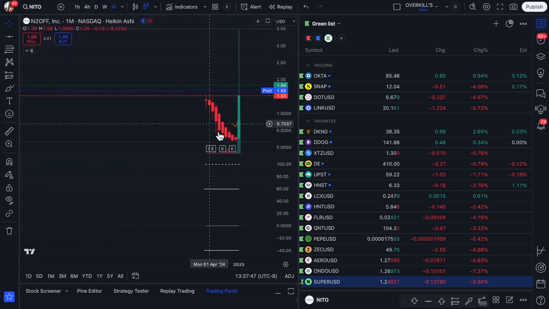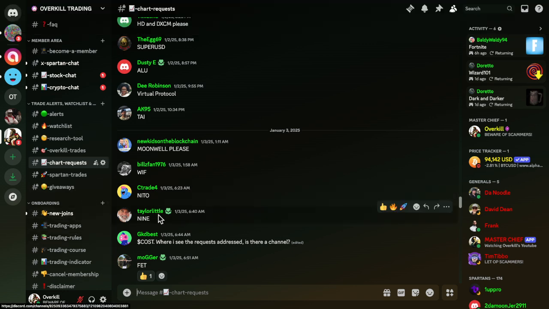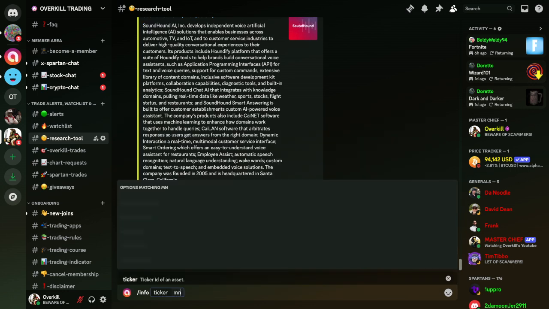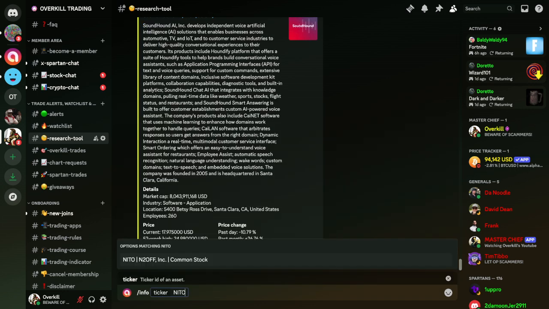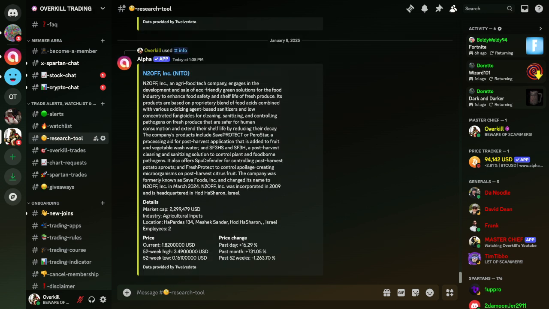No golden zone, but again, taking off here. This would be more of a fundamental play. If you guys do not know what a name is, what you can do is come over here to the research tool and type in /info, and then type in the ticker. This one was NITO, and then you can hit enter, and it will actually tell you what the stock is and what it does. So it's a $3 million market cap.